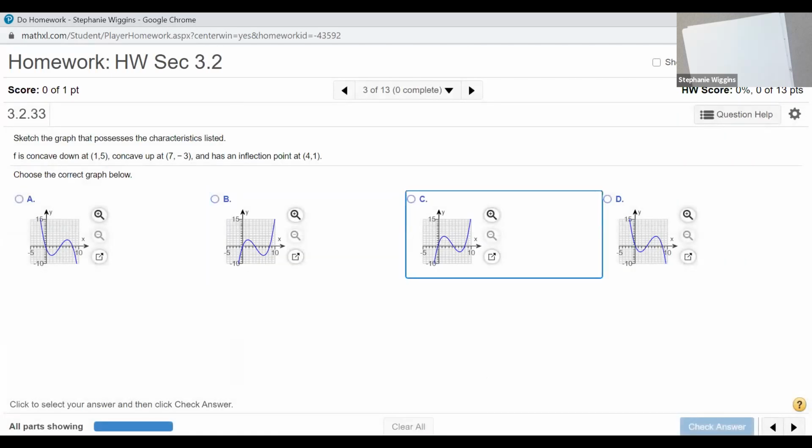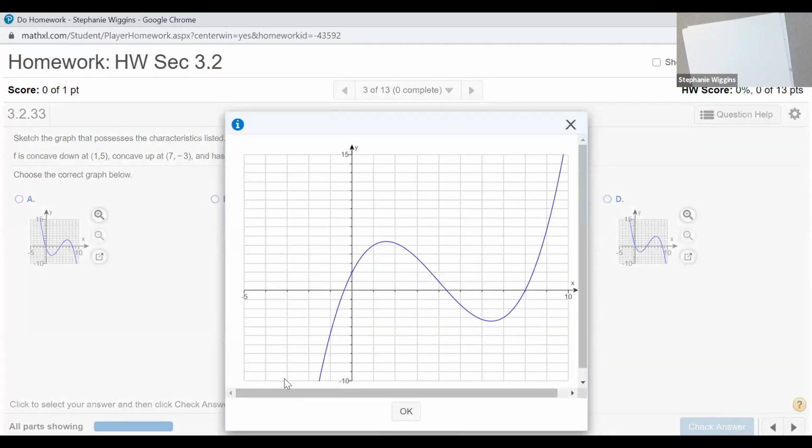Going to C, we can go to 1 and then 5. Yes, that point is on the curve. And we want to know, is it concave up, or I'm sorry, concave down at this point? Yes, it is concave down. At this point, the curve is bending down. So it is concave down at this point. Okay, so this is a possible choice.